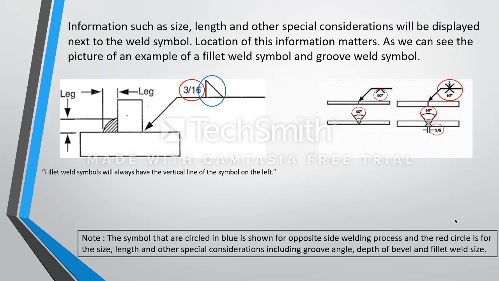Information such as size, length, and other special considerations will be displayed next to the weld symbol. The location of this information matters, as we can see in the picture of an example of fillet weld symbols and groove weld symbols. Fillet weld symbols will always have the vertical line of the symbol on the left. Note, the symbol circled in blue is shown for opposite side welding process, and the red circle is for the size, length, and other special considerations including groove angle, depth of the bevel, and fillet weld size.